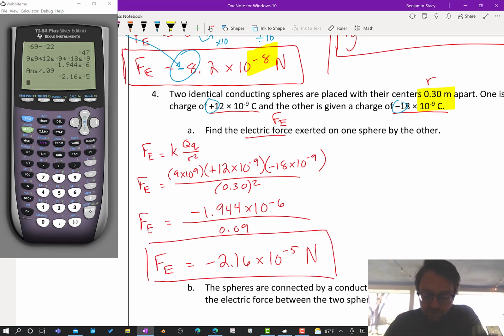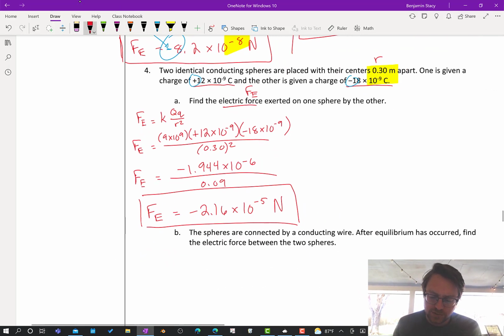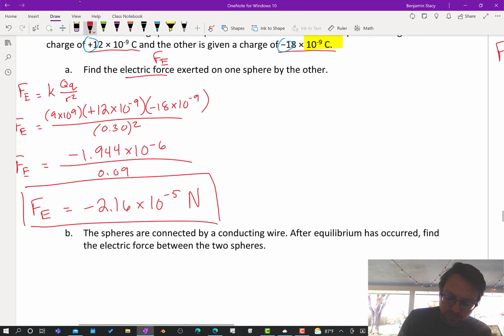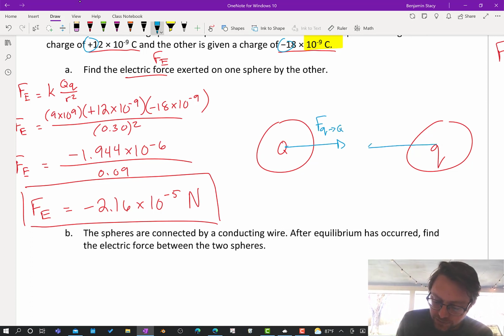Minus sign means attractive. We've got a magnitude. That's our number. And so we get a pretty small value, right? Times 10 to the minus 5. But that's our electrostatic force from both our conductors. So one of them's, we'll say big Q, little q, attractive force. This is the force of little q acting on big Q. And then little q feels that same amount of force, the force of big Q attracting it.